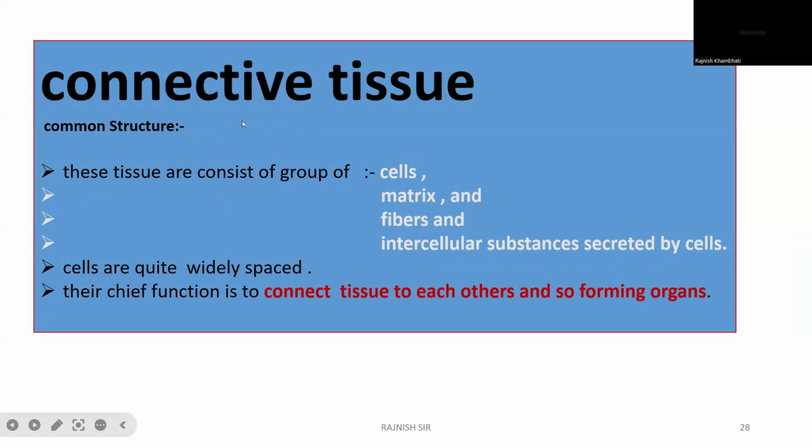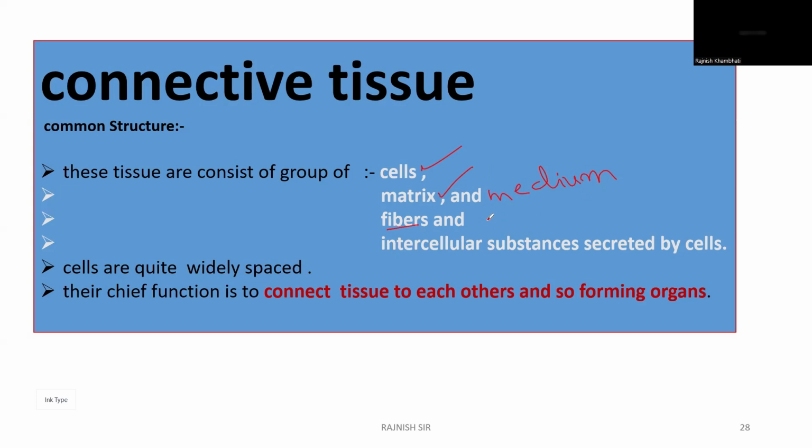This is connective tissue. Let's first learn the common structure. In this tissue, you can see three things; they are made up of three things. Number one, there is the presence of some cells. Cells are present in a matrix. Matrix means medium, the medium where cells are deposited inside. And then there are some fibers present.